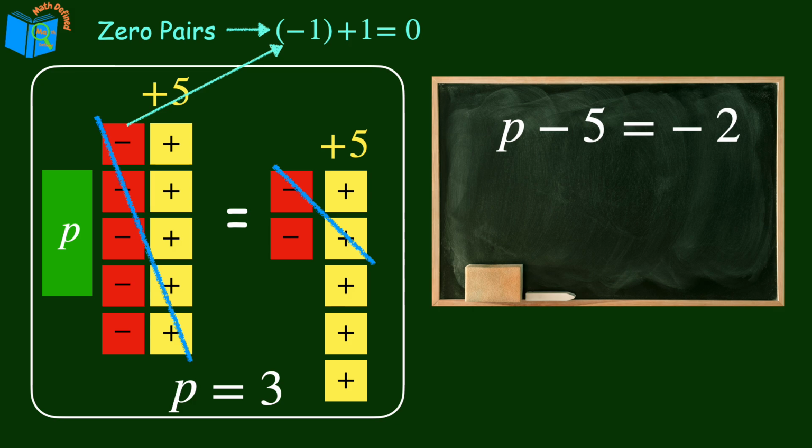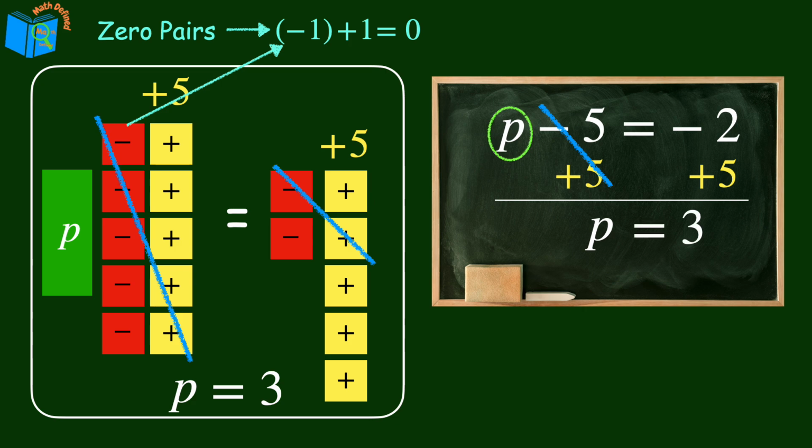Now let's find the solution again using the traditional method. We know that we need to get the variable p all by itself on the left side of the equation. Since the 5 is being subtracted, we need to perform the opposite operation and add 5 to both sides of the equation. The 5's on the left will cancel each other out, leaving the variable p. And on the right side, we have negative 2 plus 5, which is positive 3. So again, we see that the solution is p equals positive 3.